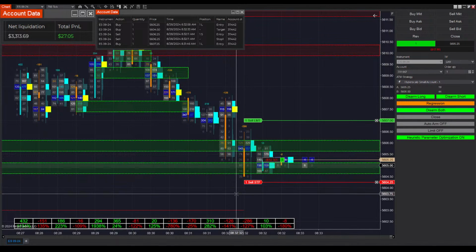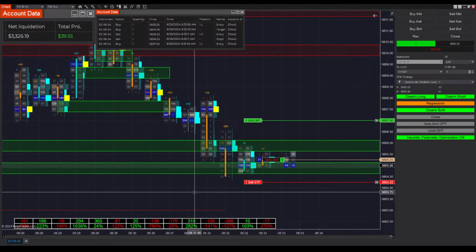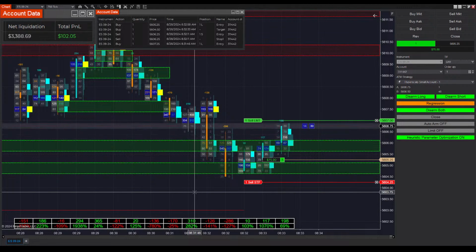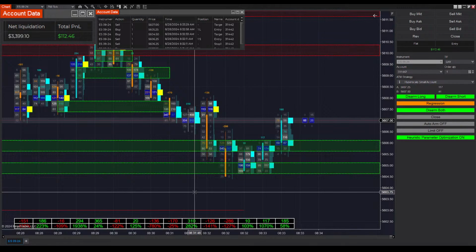Just got placed into a long position here. Hey, Oscon, yes, these settings are available out of the box. Just ended up getting filled on that trade, up to $112 on the day now.